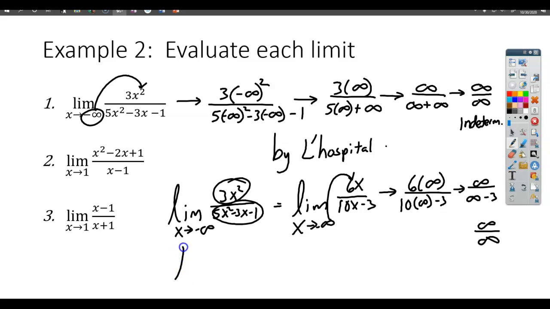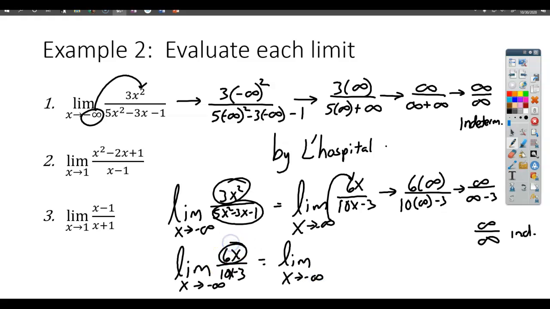So since the limit as x approaches infinity of 6x over 10x minus 3 was an indeterminate form of infinity over infinity, that means this limit is equivalent to the limit of the derivatives of the top and bottom instead. What's the derivative of the top? It's 6. And what's the derivative of the bottom? It's 10.